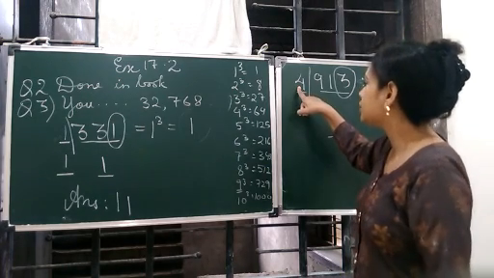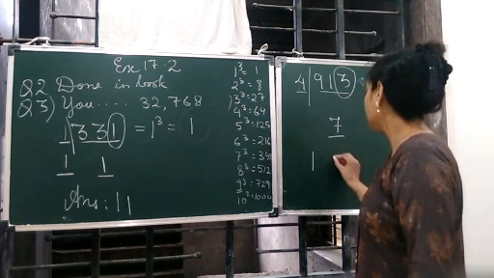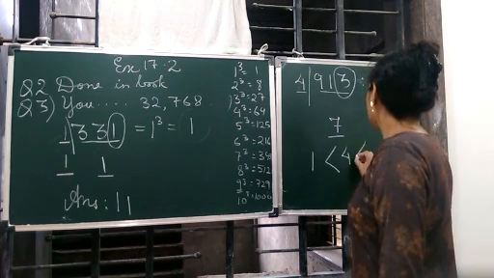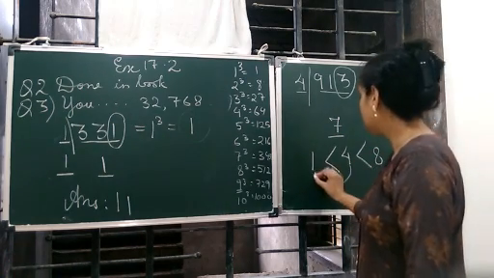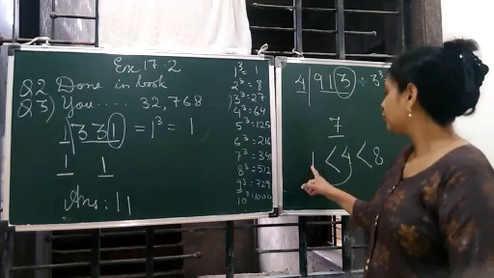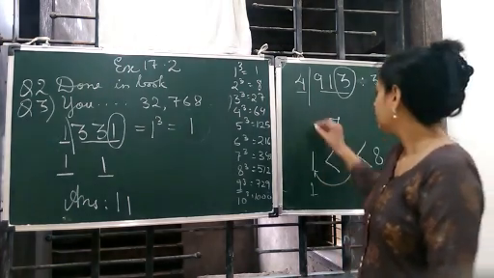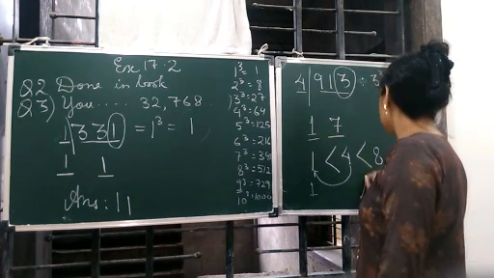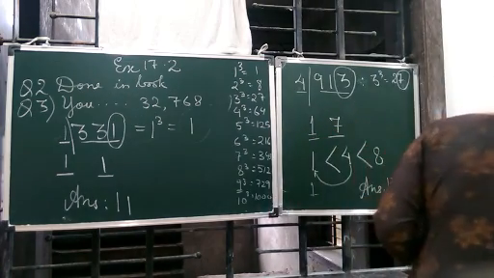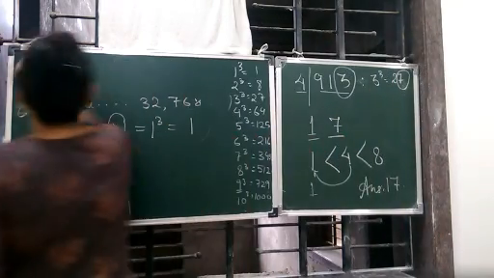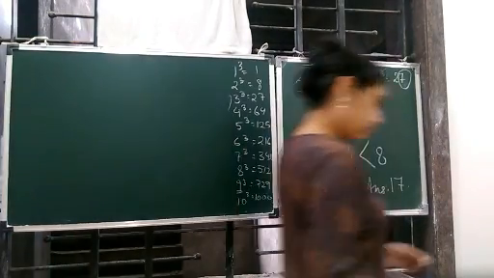Now we have to check where does 4 come. 4 comes in between 1 and 8. It goes to the smallest number. What is the cube root of 1? 1 only. Correct? The cube root of 1 is 1. So your answer is 17. Then we find there is one more, children. Actually two more. We do them also.